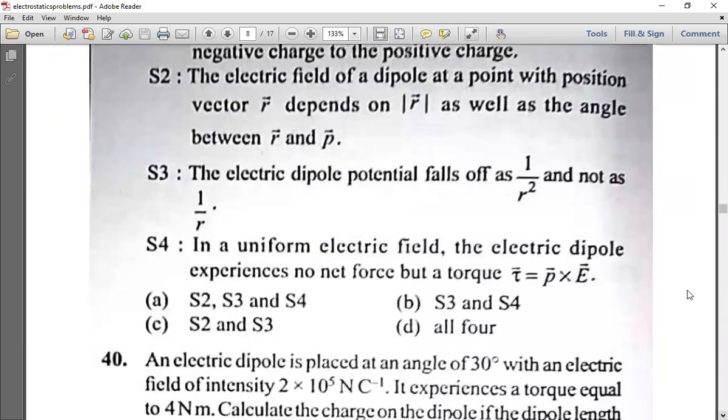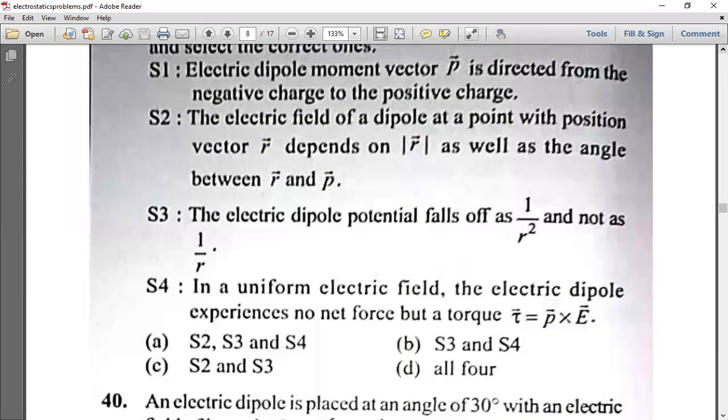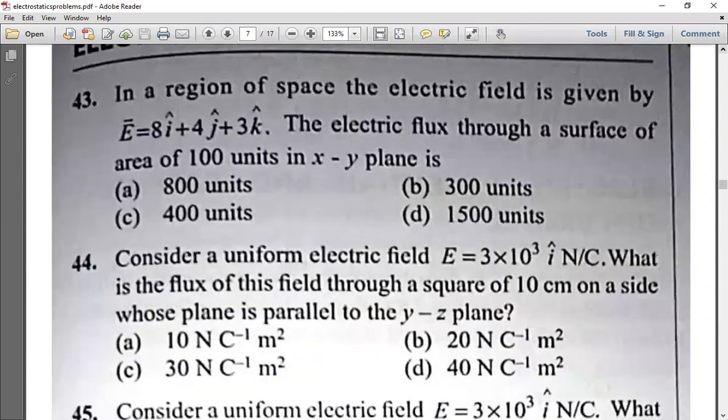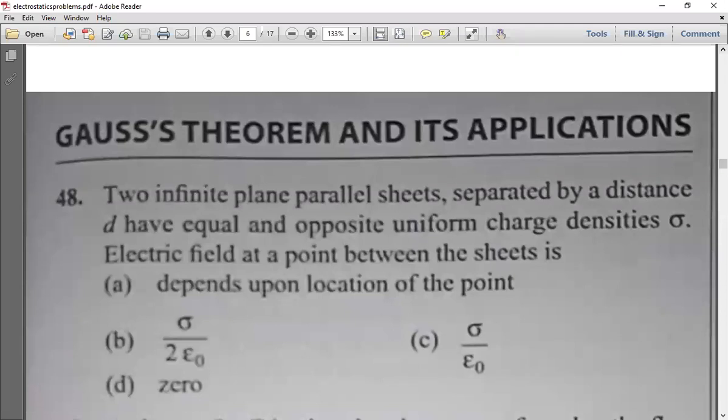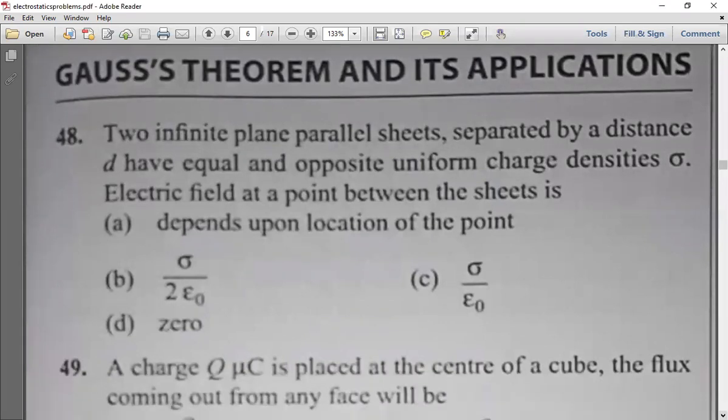Question number 48. We have to go to question number 48 now. 47 finished now? Yes, here it is. This question, question number 48, is based on Gauss theorem and its application. So see here.